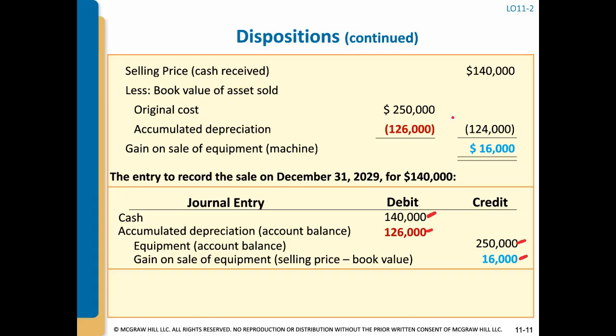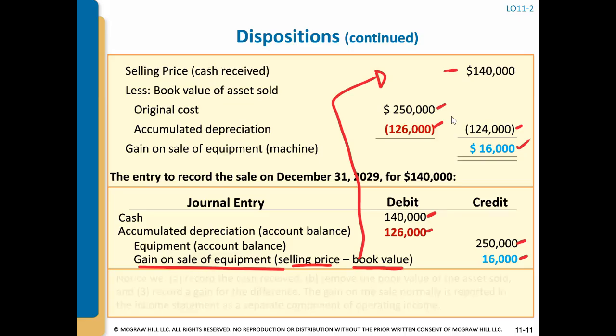And the way you do that is you have a credit balance that's needed, which means it's a gain on the sale of equipment. And the gain is calculated to be the selling price, which is right up here. So when you go up here, the selling price of 140,000 minus the book value. The book value is going to be the cost minus accumulated depreciation, which gives you 124,000, and that's how you get your $16,000.